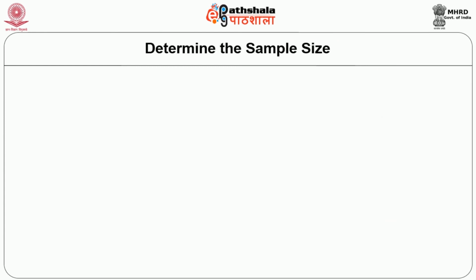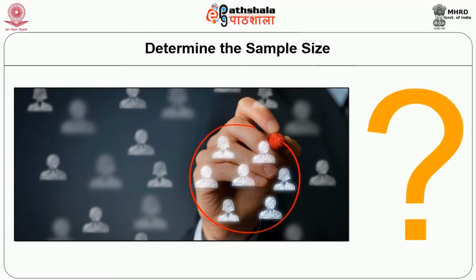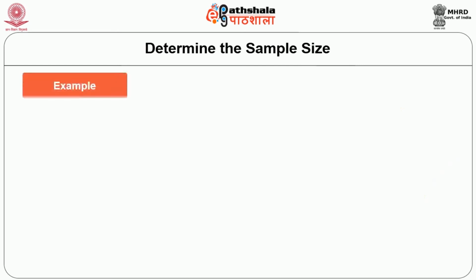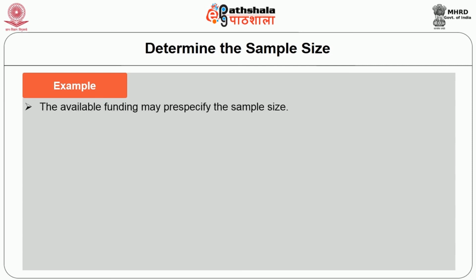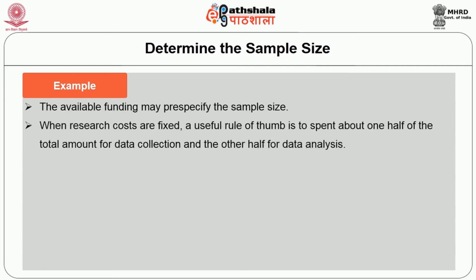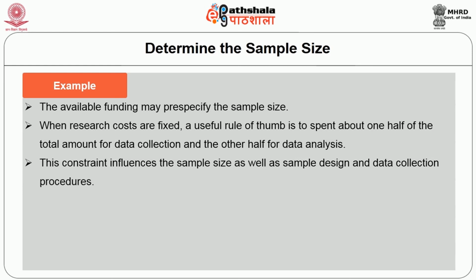Step 5. Determine the sample size. In other words, one has to decide how many elements of the target population are to be chosen. The question of how large a sample should be is a difficult one. Sample size can be determined by various constraints. For example, the available funding may specify the sample size. When research costs are fixed, a useful rule of thumb is to spend about one half of the total amount on data collection and the other half on data analysis. This constraint influences the sample size as well as the sample design and data collection procedures.